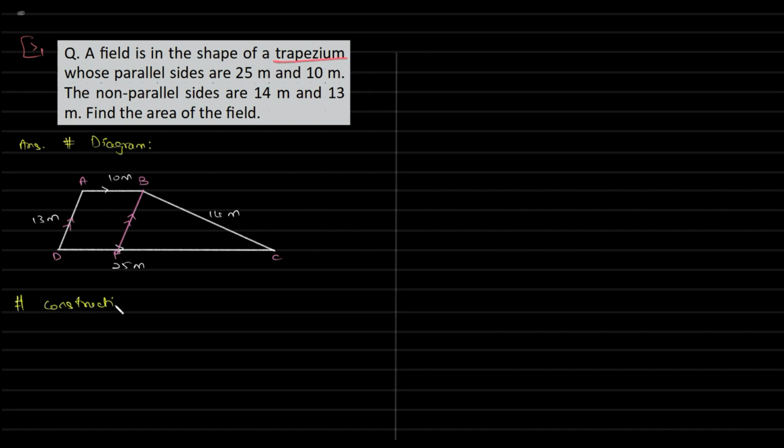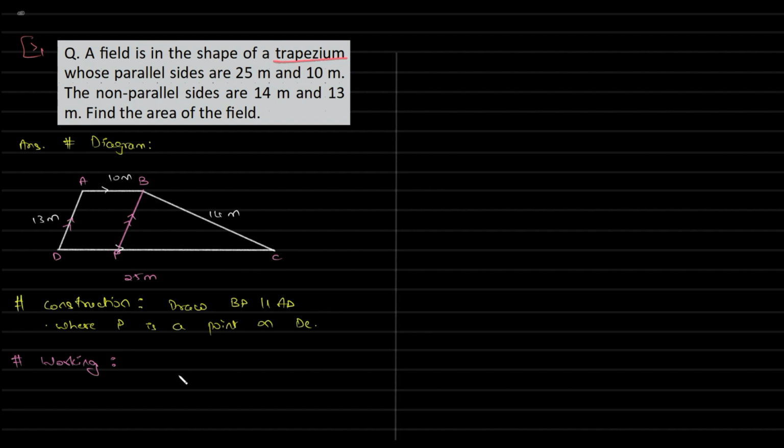So we have done a construction wherein we have drawn BP parallel to AD, where P is a point on DC. Let's look into the working. Before we start working with any diagram, finding the area, we need to know the length of the sides. So how will we find this, and how is this construction going to help?